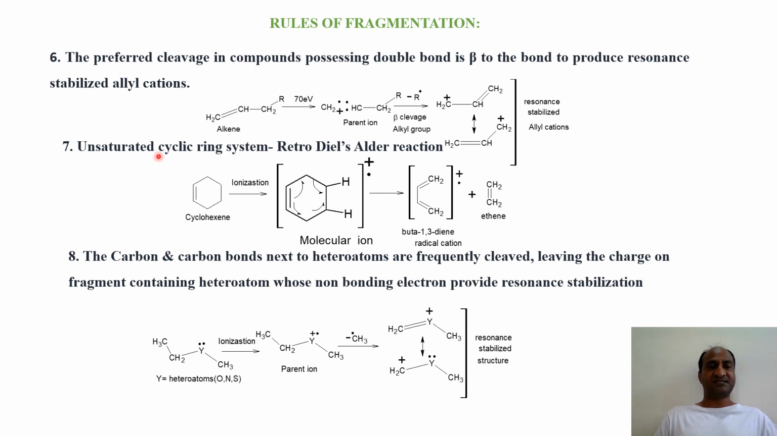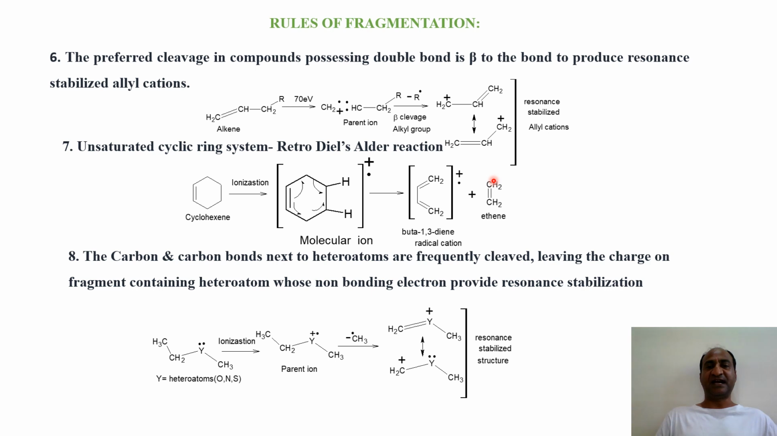Now, rule number 7 is related to another unsaturated compound in a cyclic ring structure, for example, cyclohexene. When this cyclohexene undergoes fragmentation, it will give you the retro-Diels-Alder product. So when this compound is ionized, we are getting a molecular ion plus dot. Then this double bond electron will shift here, this bond electron will shift here, and it will shift here. You are getting a 1,3-butadiene radical cation and ethene.